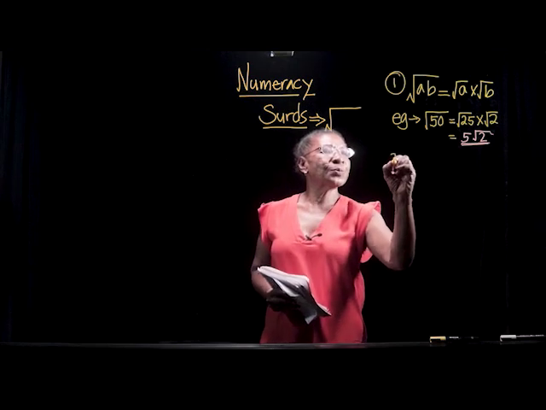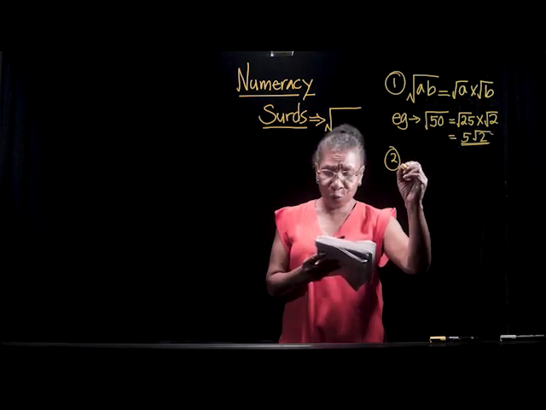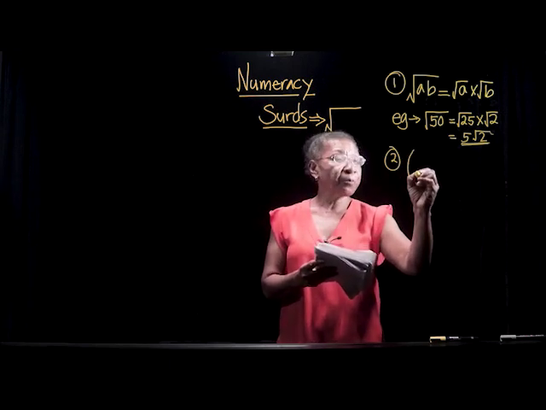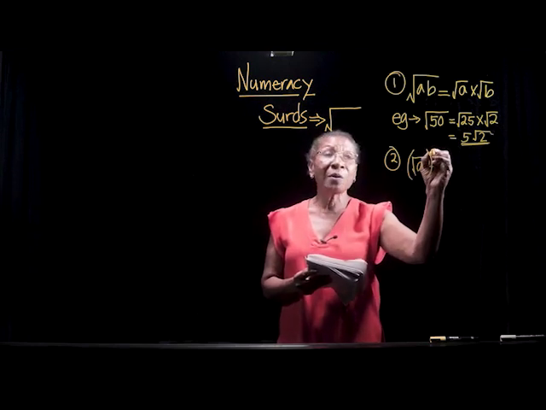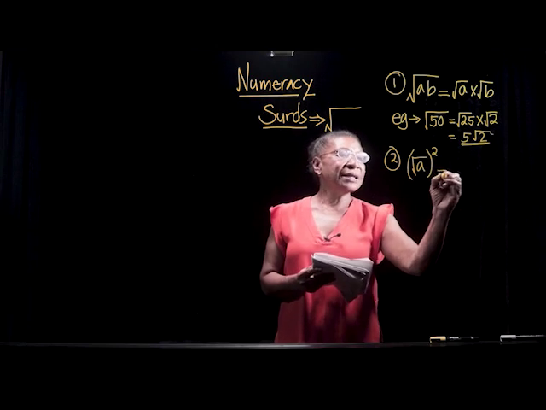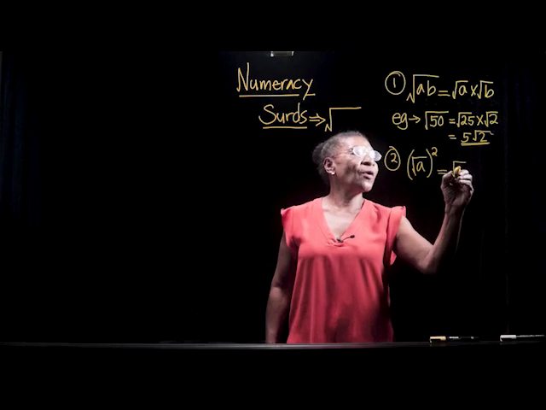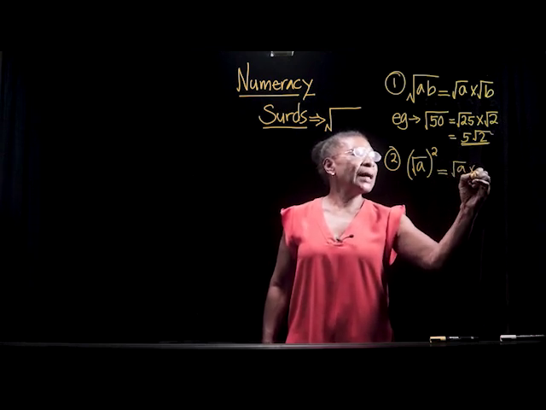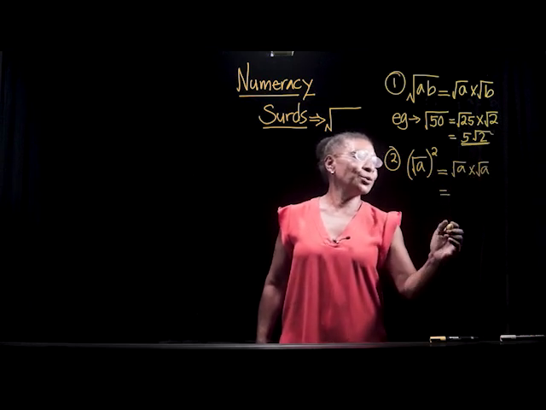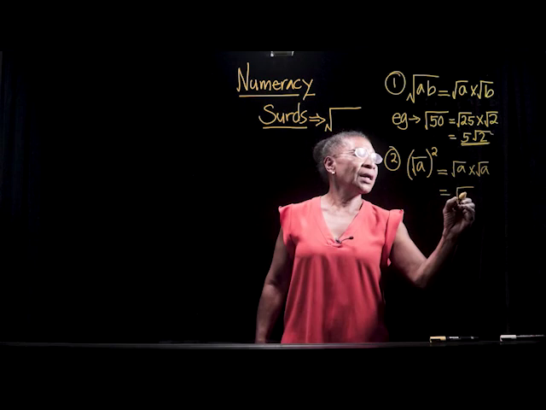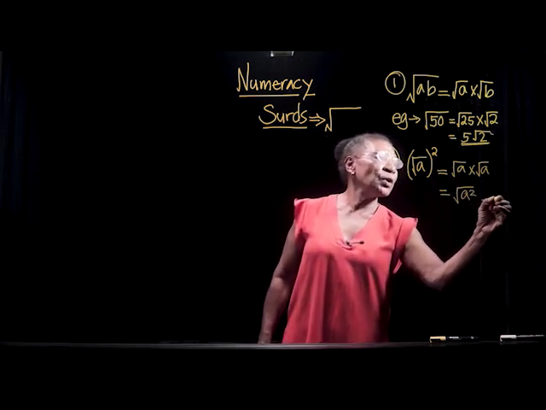In example number 2, we have a surd rule that gives us parentheses, square root of A, all of that raised to the power of 2. Let's expand it to simplify and understand it better. It simply means square root of A multiplied by square root of A, which gives us the square root of A squared, and the square root of A squared is equal to A.